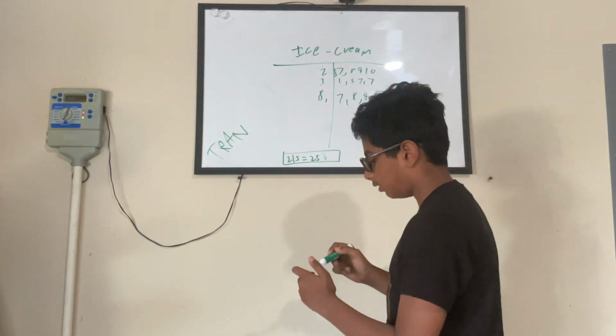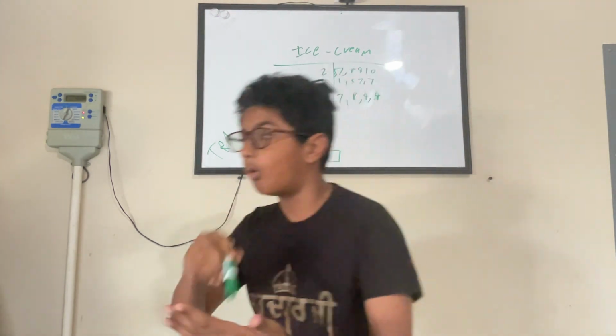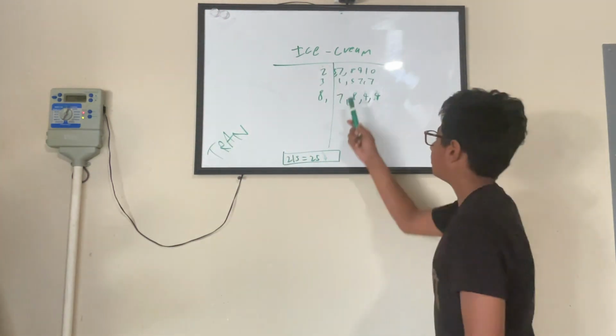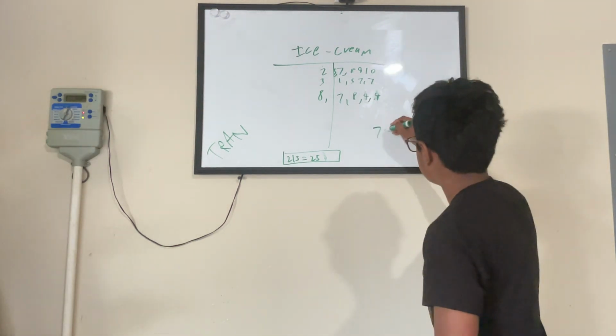So 31. It says 31. We will not count 31 unless it says 31 or more. So it'll be 1, 2, 3, 4, 5, 6, 7. So there will be 7 people.